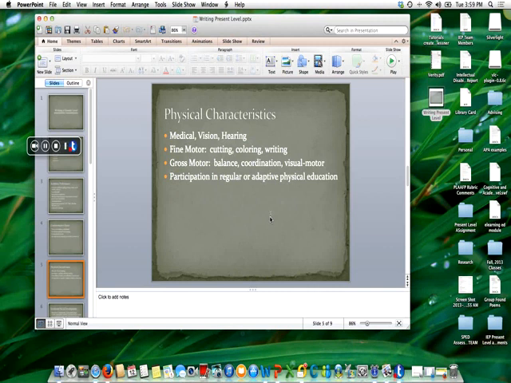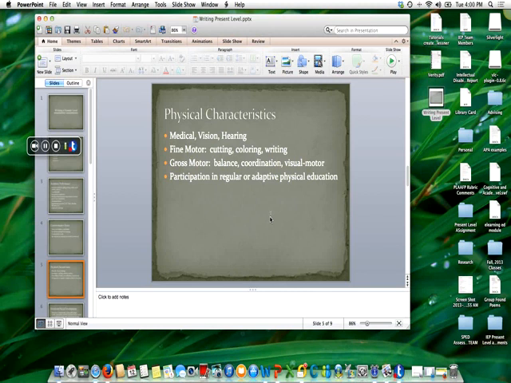The next part is the physical characteristics. This is a really easy part to include the parents' voices or the guardians' voices. What's the medical history, what's the vision, what's the hearing, fine motor, so cutting, coloring, writing, all those things, gross motor. If there's OT involved, occupational therapy, you might have that in this section, just to describe what's going on. If the child's in adaptive physical education, that part would be completed in here too, talking about how he or she is able to participate in the regular classroom.